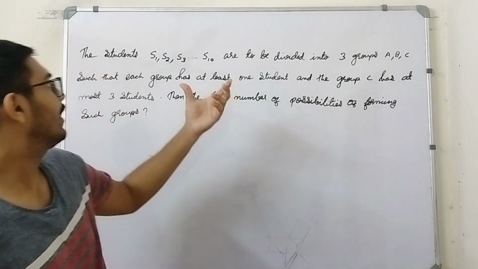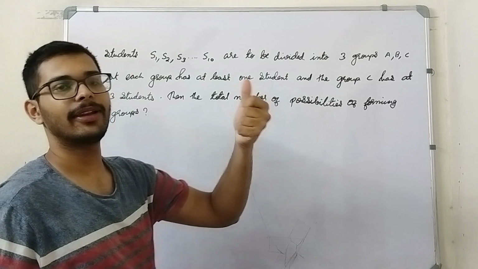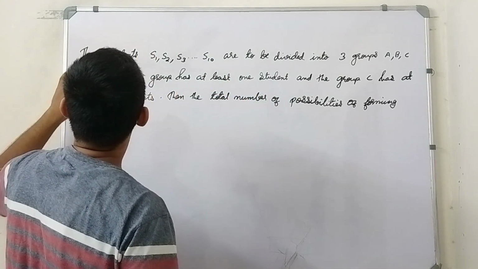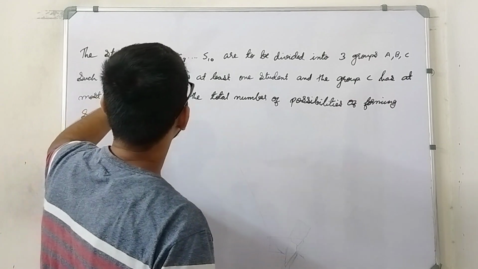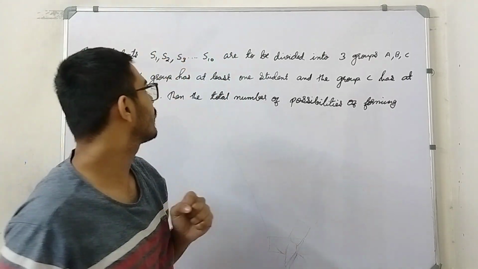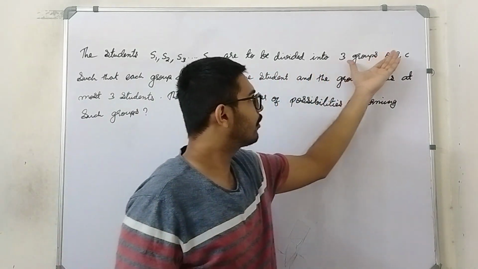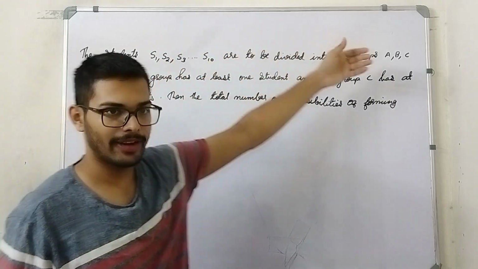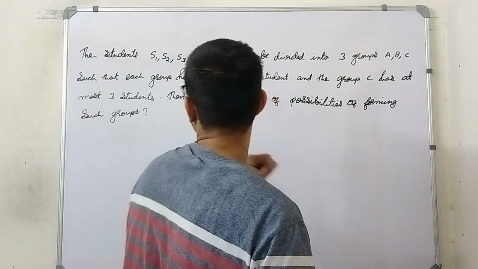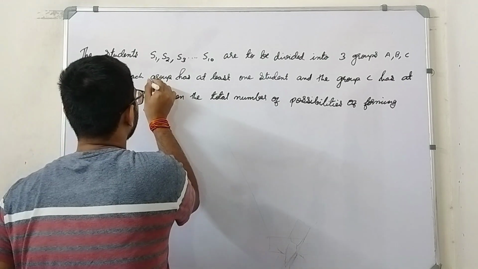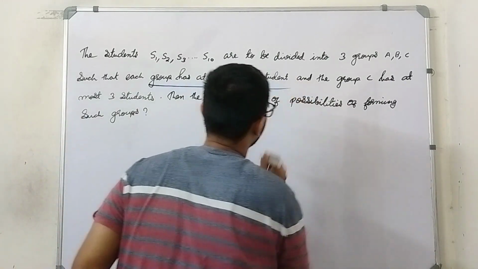Today we will be solving a question from permutation and combinations. We can look at the question. The students S1, S2, S3, up to S10, which means we have 10 students, are to be divided into three groups A, B, and C, such that each group has at least one student. So the condition is no group shall be empty.